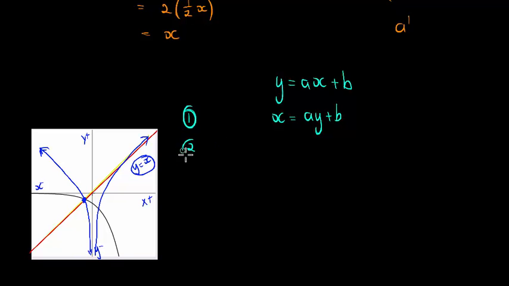And step 2, get y on its own. Solve for y. So I've got ay is equal to x minus b. And so y is equal, divide everything by an a. So there's a 1 there, so it would be 1 over a x minus b over a.